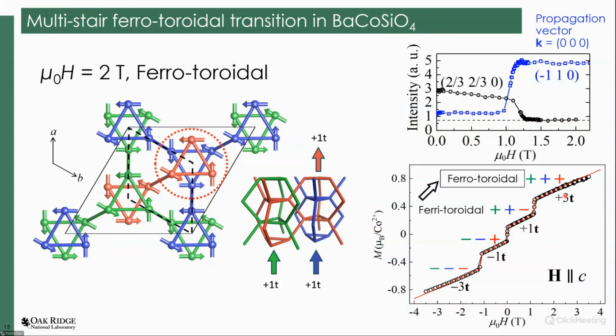So remember, the first step is magnetization. In the next magnetization step, the spin ferromagnetic component increases. At the same time, the toroidal moment also goes from ferri to ferro, the ferro toroidal order.